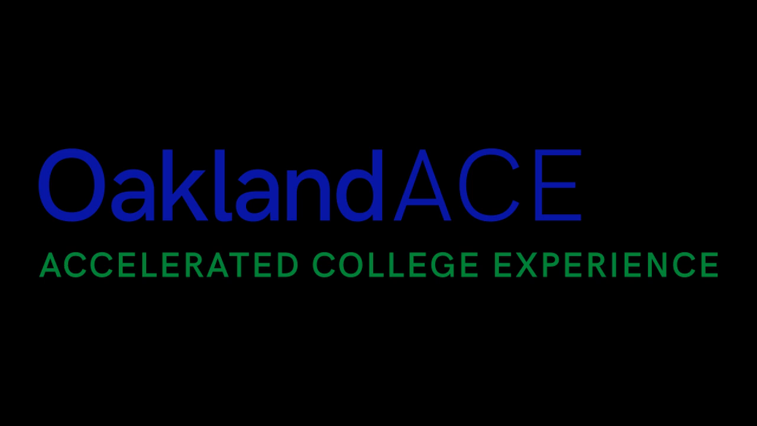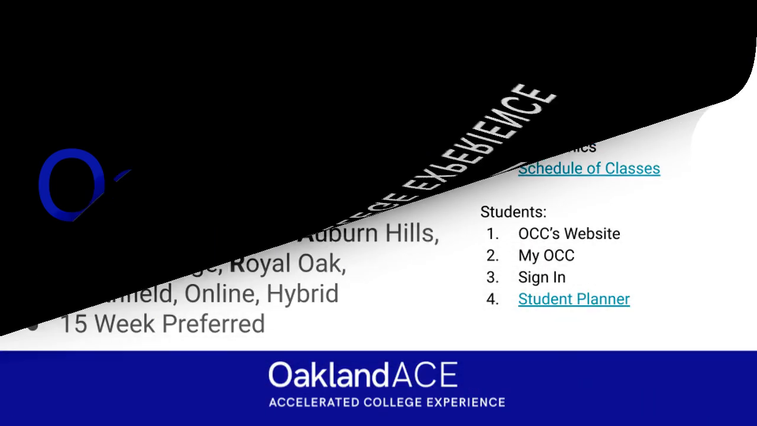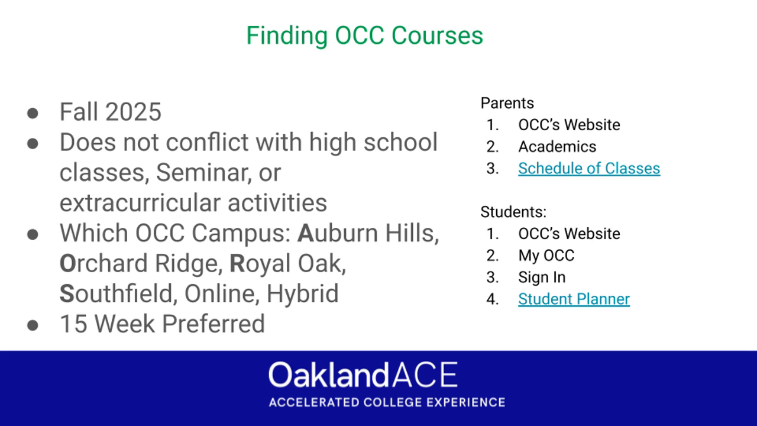My suggestion is that you choose the top social science and fine arts humanities courses that you're interested in taking and list those in priority order. Now that we have the top courses we want to look up, we're going to go to the OCC schedule of courses to select sections.